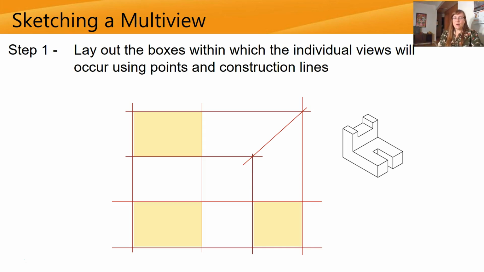So here in yellow is where we're actually going to draw our object multi-views. We've got our top, front, and right side. The top is going to be on the top, front in the front, and right will be on the right.